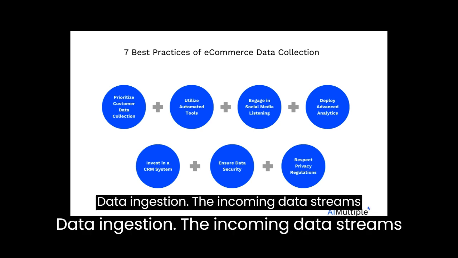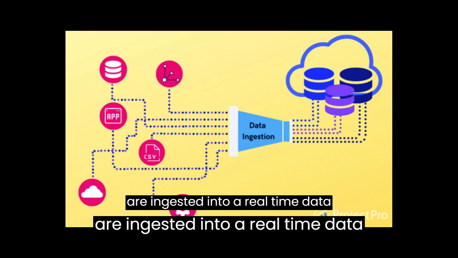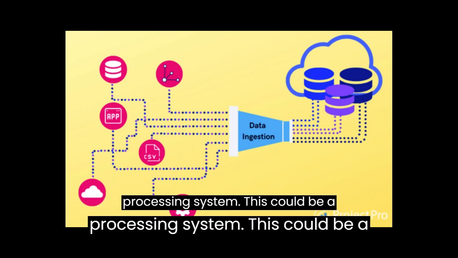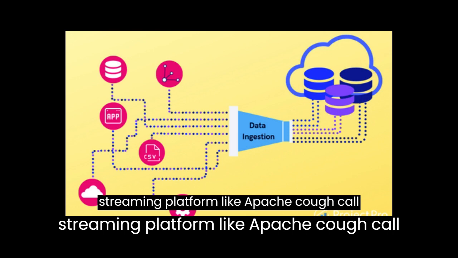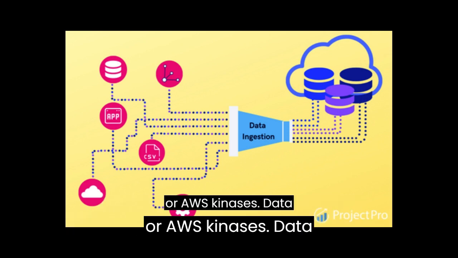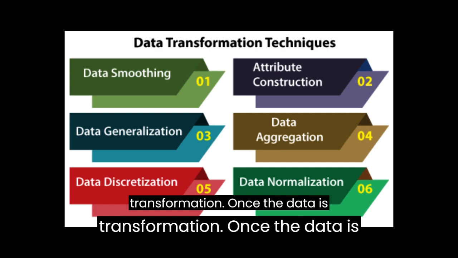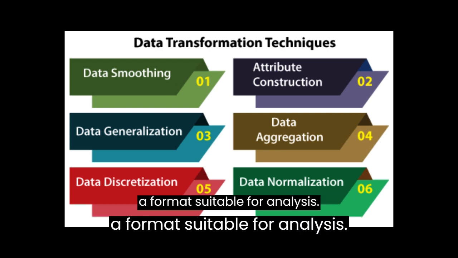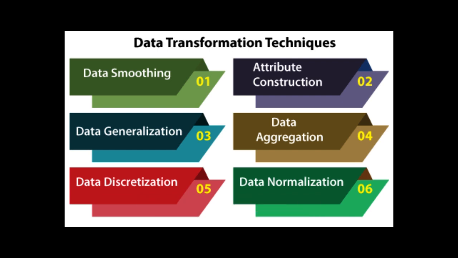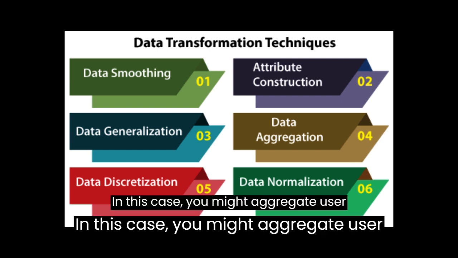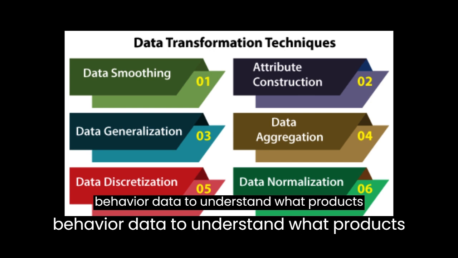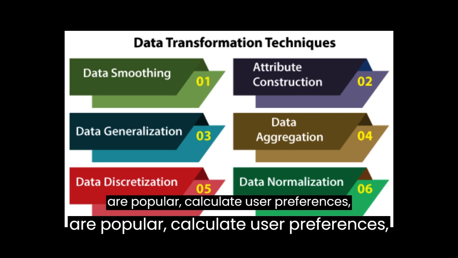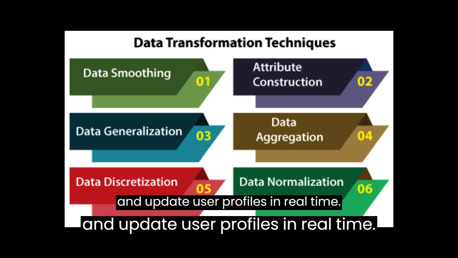Data ingestion. The incoming data streams are ingested into a real-time data processing system. This could be a streaming platform like Apache Kafka or AWS Kinesis. Data transformation. Once the data is ingested, it needs to be transformed into a format suitable for analysis. In this case, you might aggregate user behavior data to understand what products are popular, calculate user preferences, and update user profiles in real time.